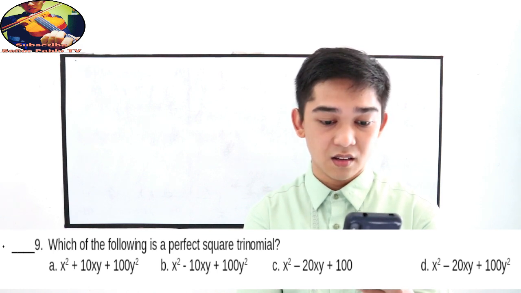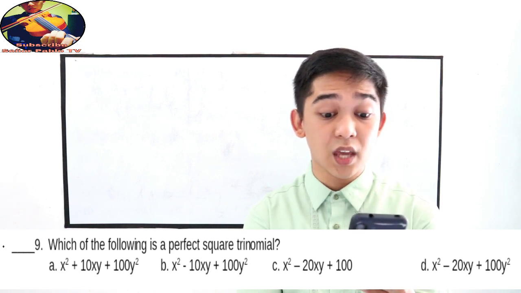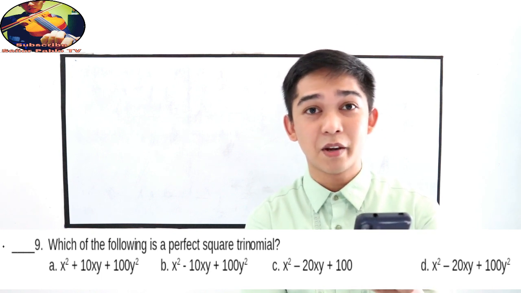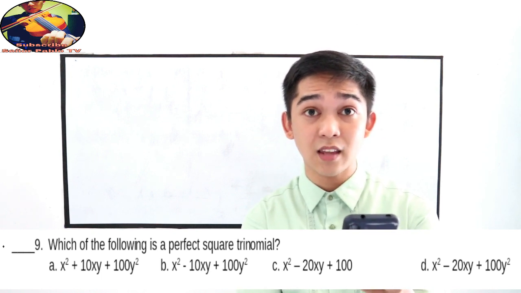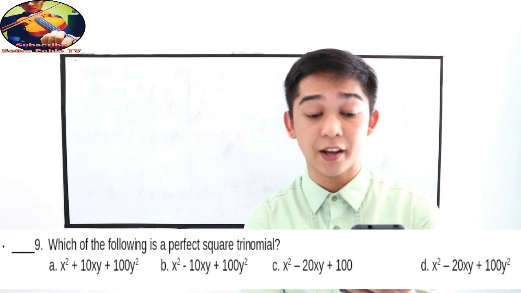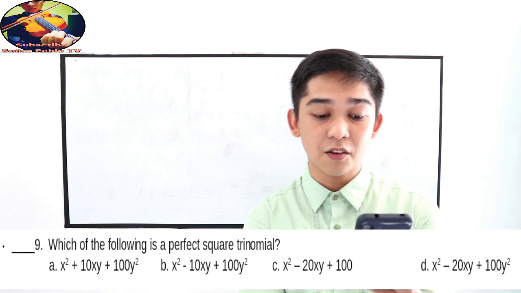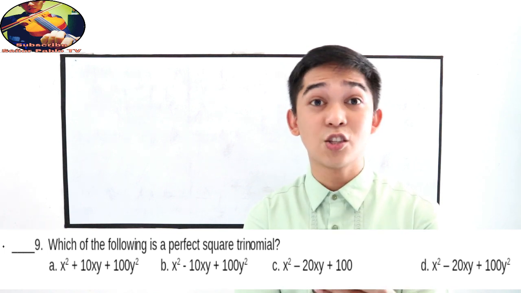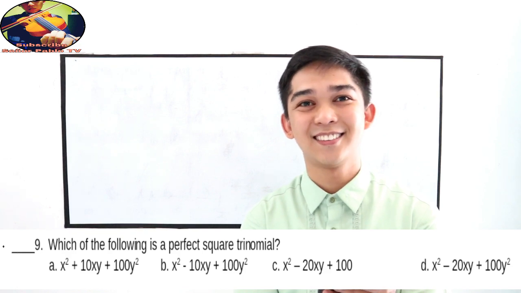Letter D, yan, x squared minus 20xy plus 100y squared. So, may variable perfect yung first term natin, x squared. Yung third term natin, 100y squared, perfect din. The negative 20xy. Dapat may xy sa middle term. So, number 9 is letter D, as in dog.